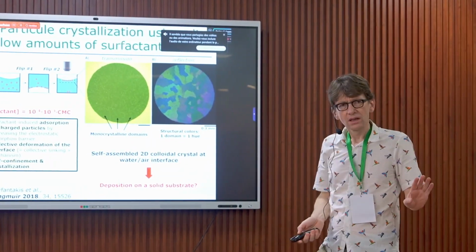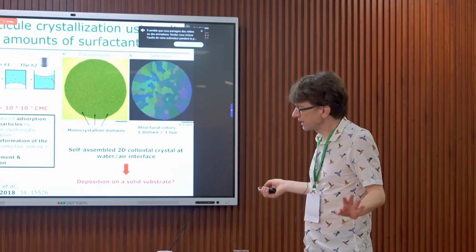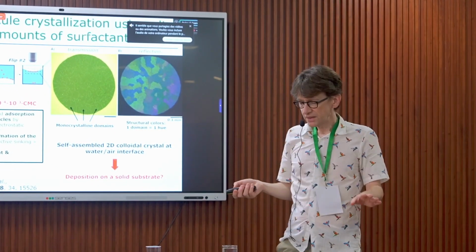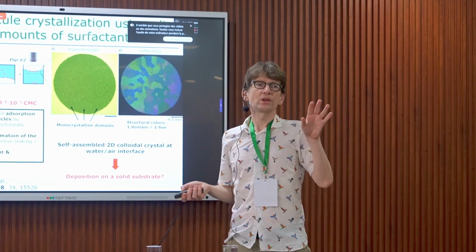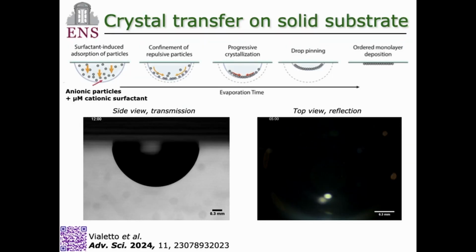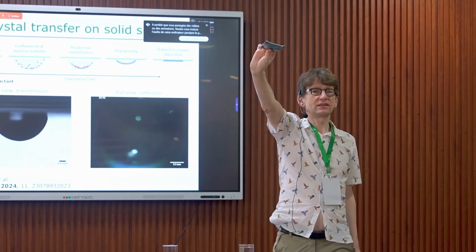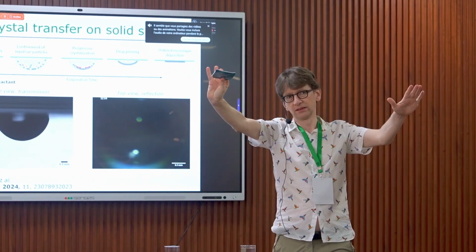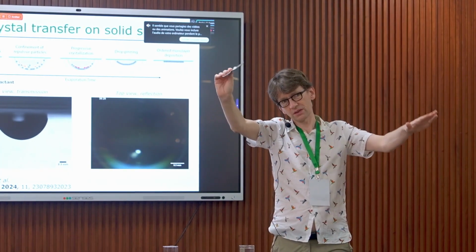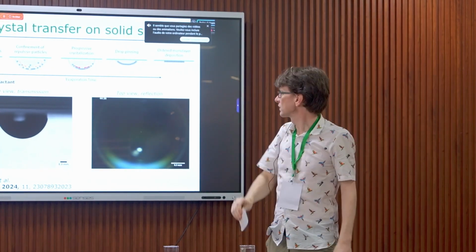So we said, okay, let's do it a little bit in a smarter way, and we did an even simpler experiment. We take a droplet, we flip it, and we let it dry. That's it. This is the experiment. We just take the droplet, flip, and let it dry.